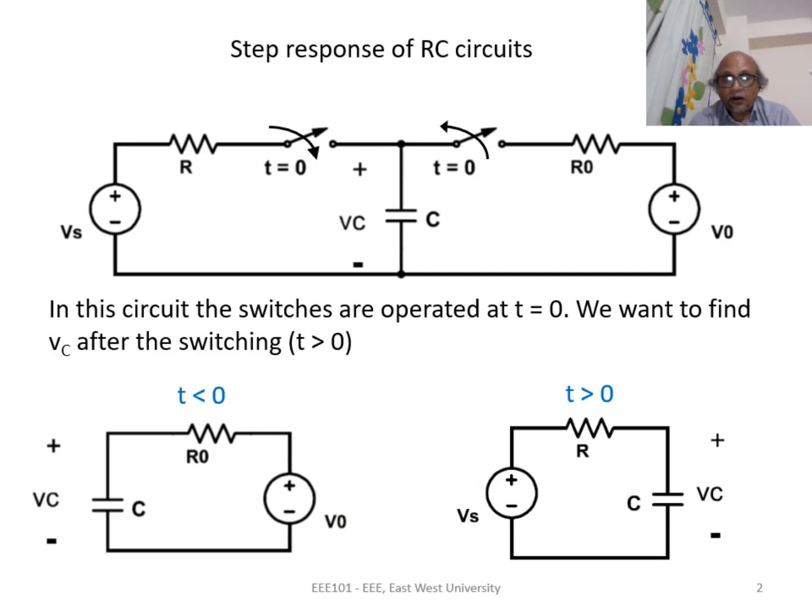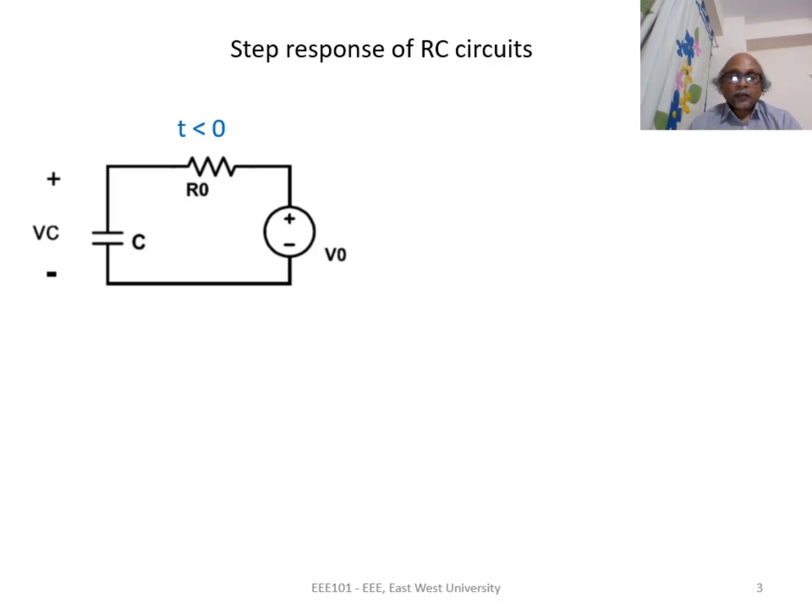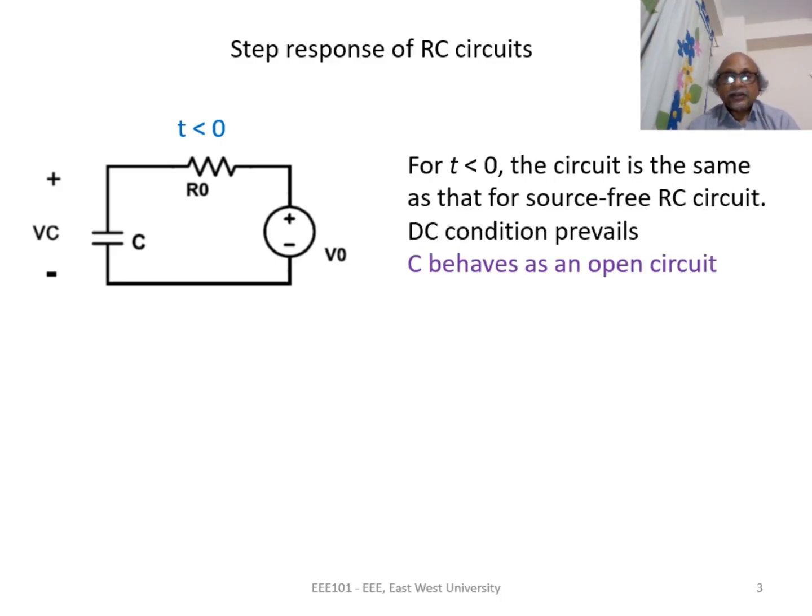This is quite different from source-free RC circuits because in this circuit, even after the switching, we have an independent source Vs. The treatment for t less than 0 circuit is the same in step response and in source-free response. Here, we have seen before that the DC condition exists, and since the DC condition exists, the capacitance behaves as an open circuit. So under open circuit condition, the capacitance voltage is equal to V0 for t less than 0.